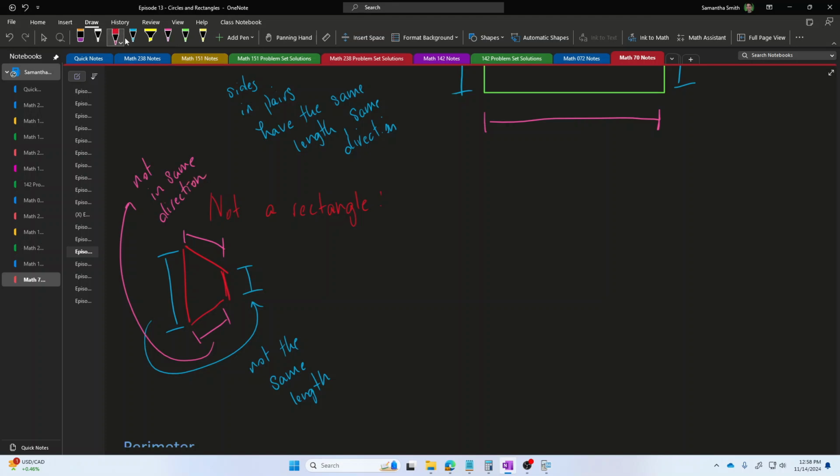To give you another example of a shape that would not be a rectangle, if I gave you something like this, a really rough drawing, this would not be a rectangle because it has five sides. And another example of something that would not be a rectangle is something like one of these. This would not be a rectangle because the sides are not straight.